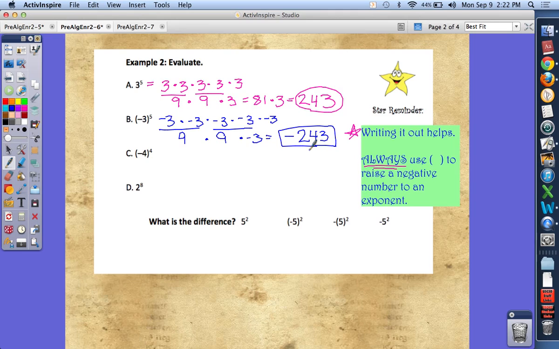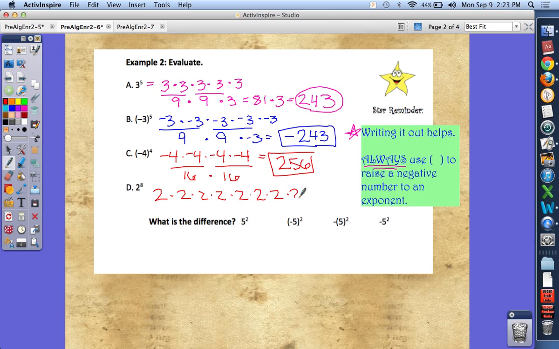Okay, what about -4 to the 4th power and 2 to the 8th power? Pause the video, expand those out real quick, and then press play. So on these two, you should see -4 times -4 times -4 times -4. It's going to be 16 times 16, which is going to come out to 256. On the bottom one, lots of 2's. And I might even do some of these together. 2 times 2 times 2, well, 2 times 2 is 4, times 2 is 8, times another 8, times a 4.